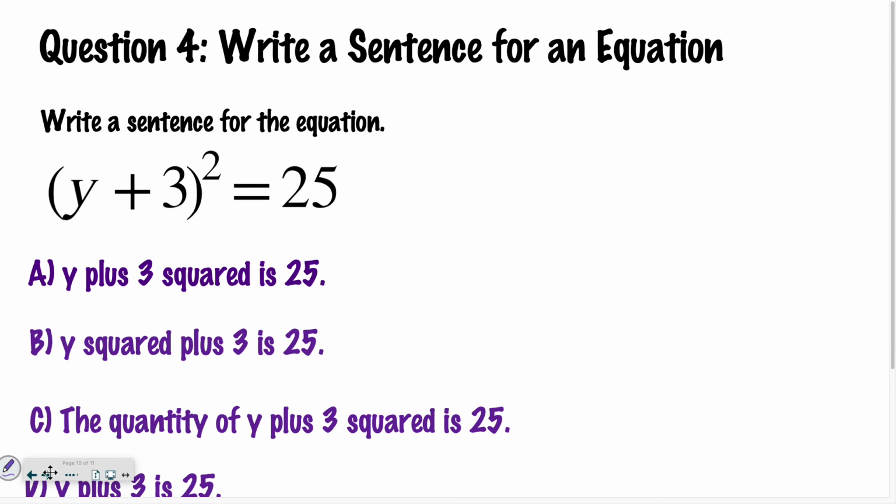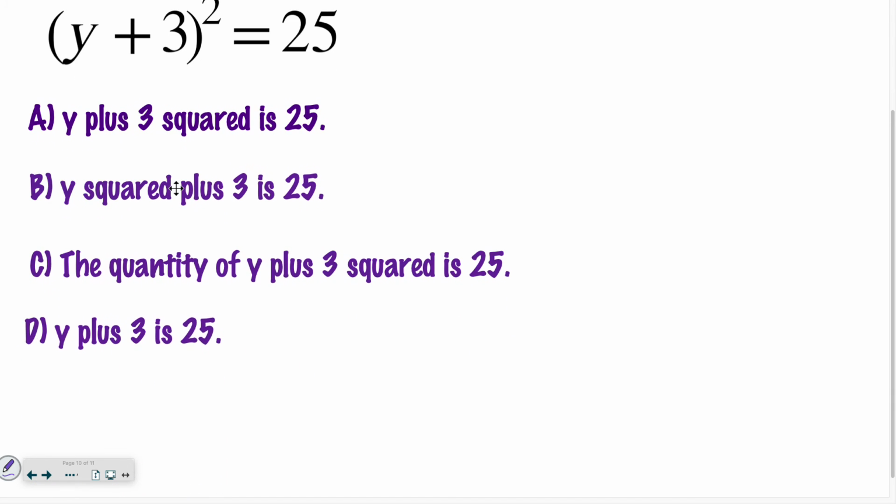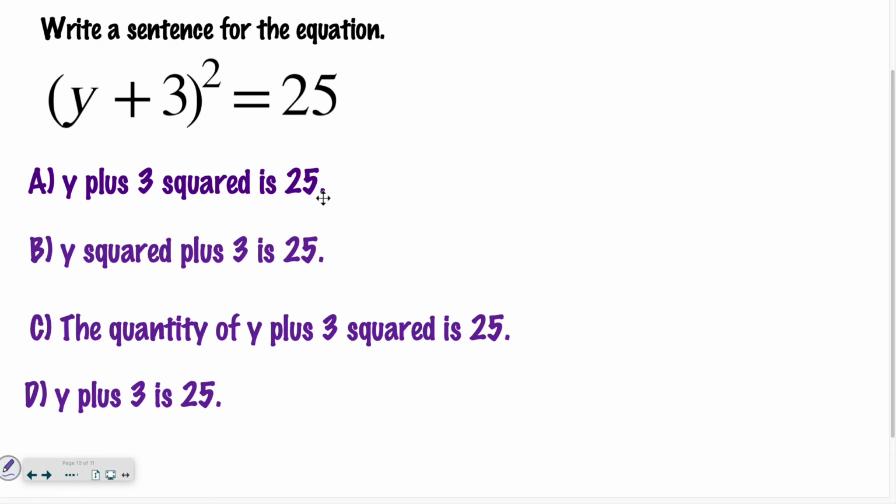I want you to try one more. I want you to write a sentence for this equation. Good luck. All right, hopefully you said letter C, the quantity of y plus 3 squared is 25. The reason you need to use the quantity of is because we used parentheses, which are grouping symbols, and we represent those by saying the words quantity of.